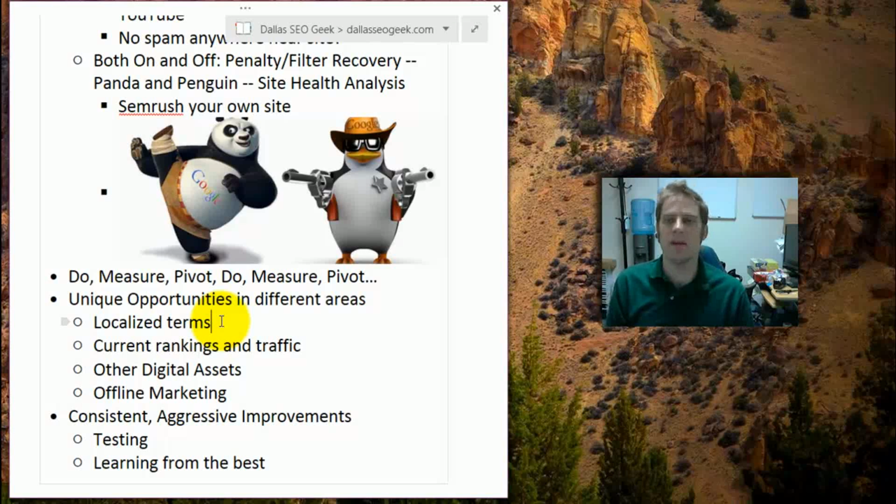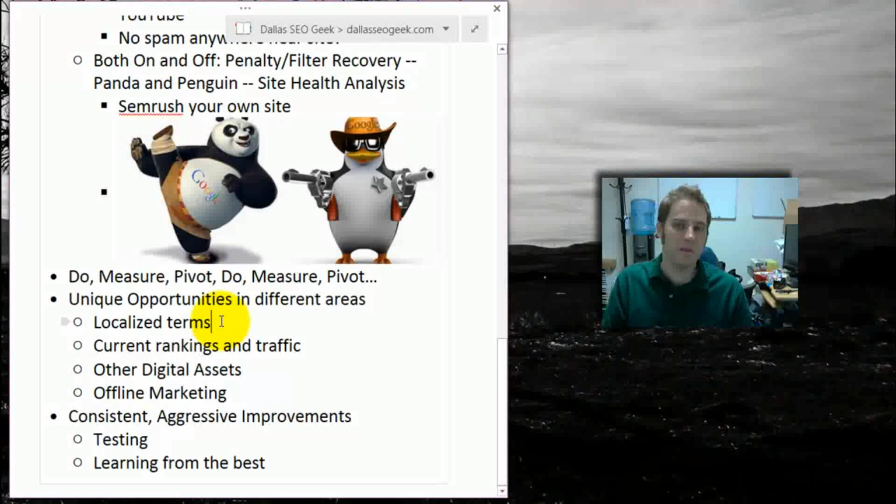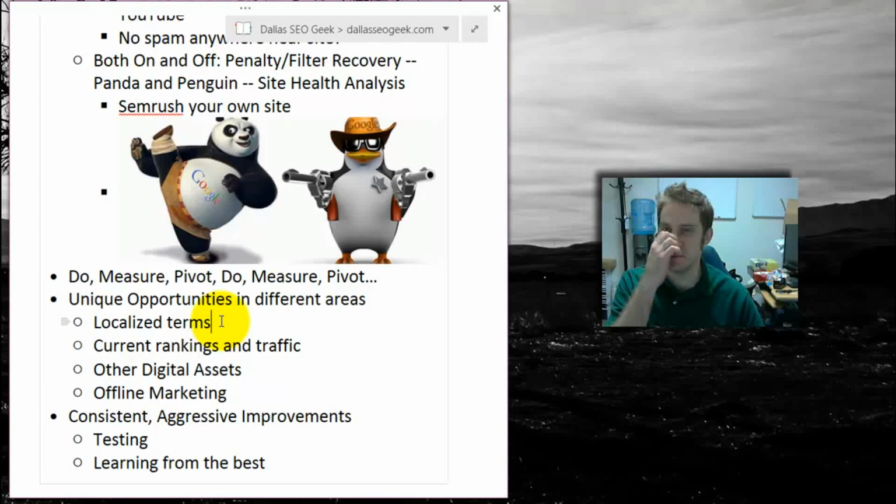Now these are all important things to consider. What's your current rankings and traffic? This is really important. A site that is fully developed and has already some decent rankings, their plan is very different from the same exact company with the same exact goals with a brand new site or no site at all. The steps that you need to take are different.